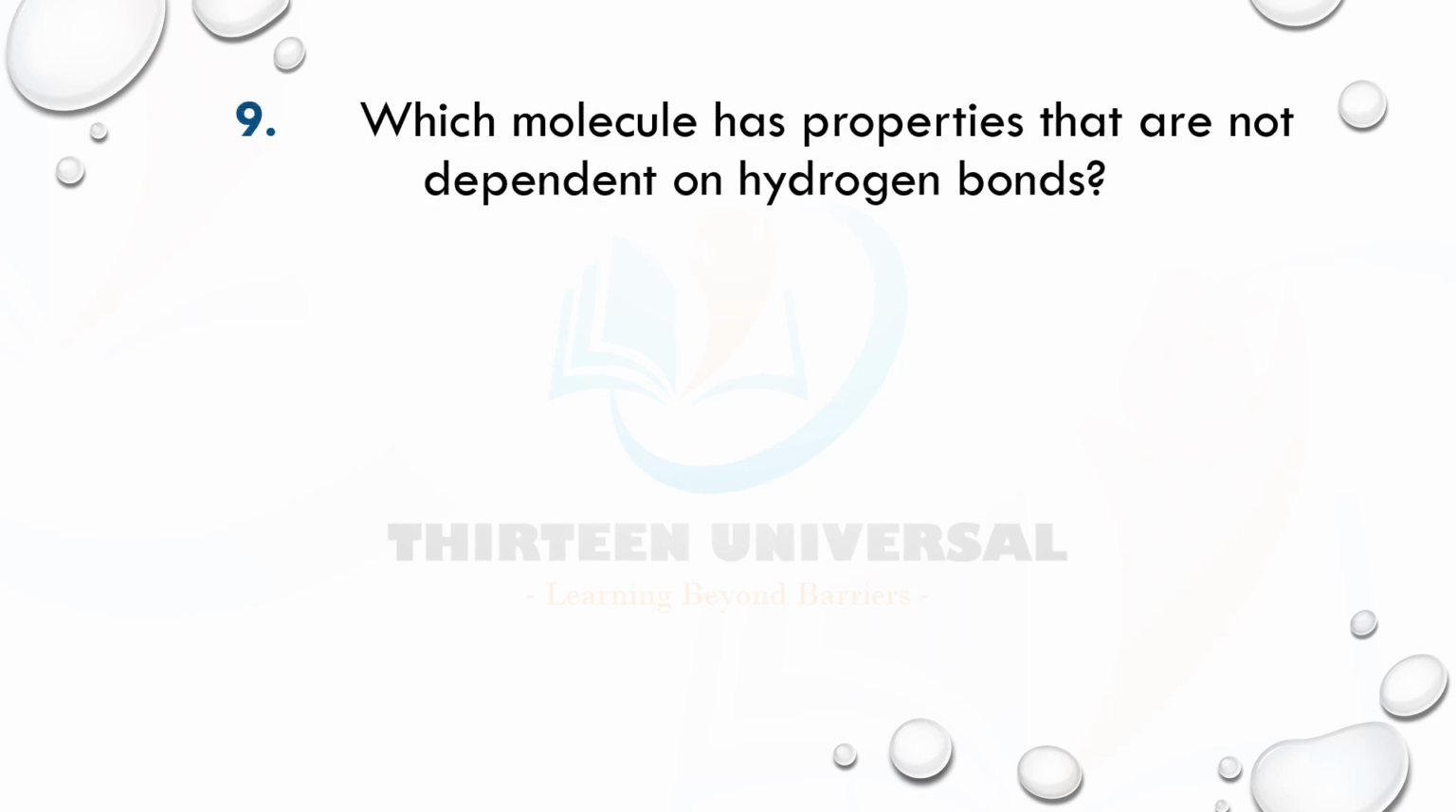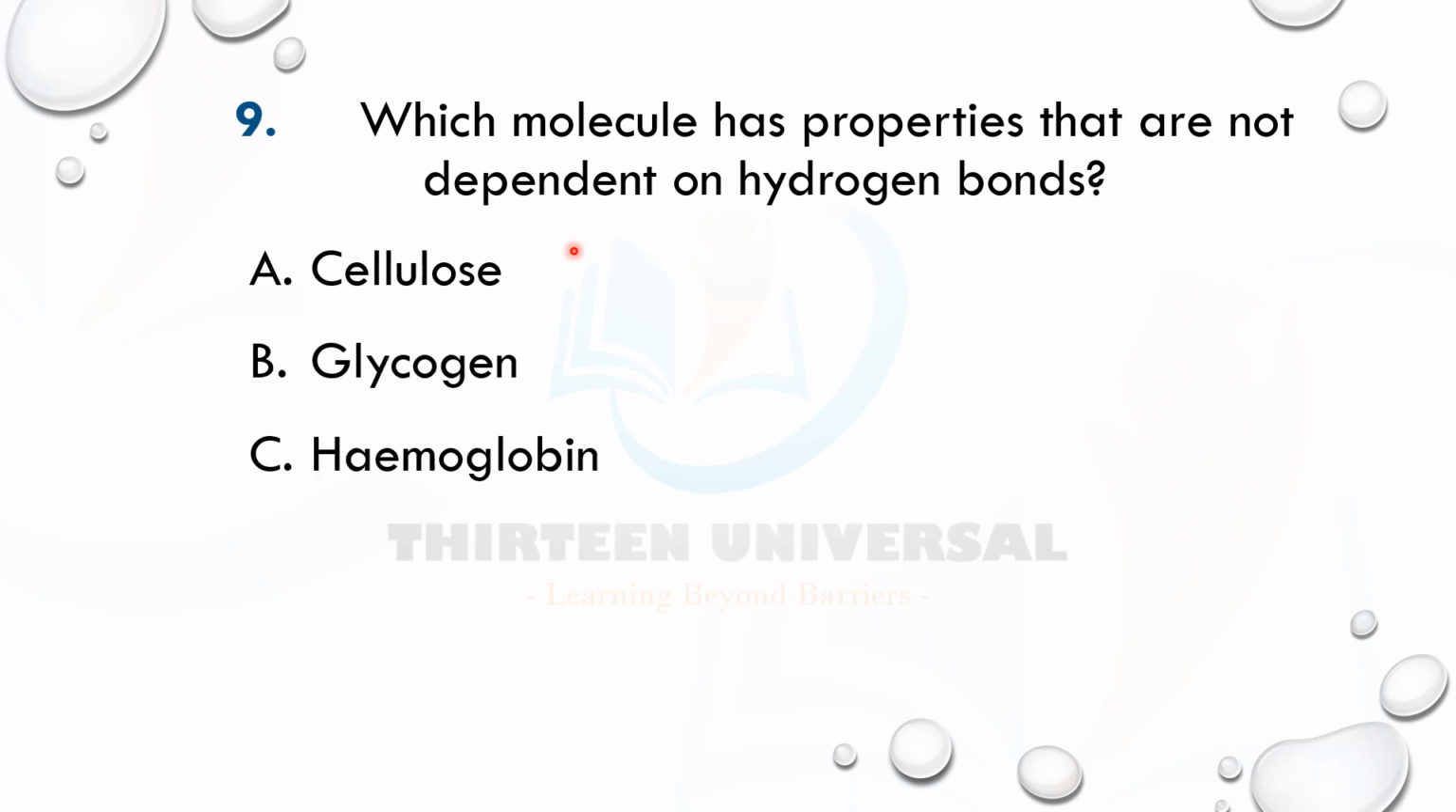All right. So look at this. Which molecule has properties that are not dependent on hydrogen bonds? Not dependent, so you don't need hydrogen bond. Okay, look at cellulose, glycogen, hemoglobin. So which of them is not dependent? Now cellulose is dependent on hydrogen bond because cellulose molecules lie parallel to each other. A cellulose molecule lies parallel to another cellulose molecule. So they are connected by hydrogen bonds.